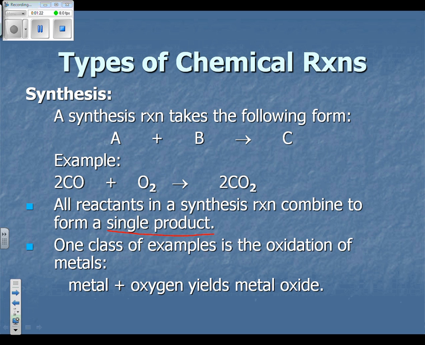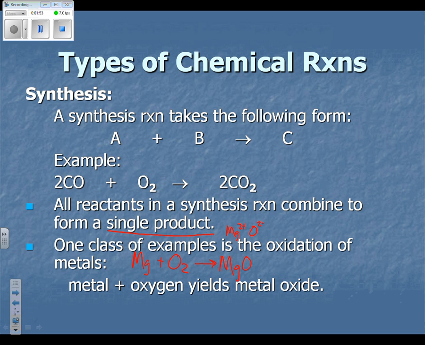Another example that we got to see firsthand in our lab the other day was the oxidation of metals. We had a metal plus oxygen yields metal oxide. So we did magnesium, and we lit it on fire. When we see O2 in a reaction, that means we're lighting something on fire, and we are going to get magnesium oxide. Magnesium's in group 2, so it's 2 plus. Oxygen is 2 negative.